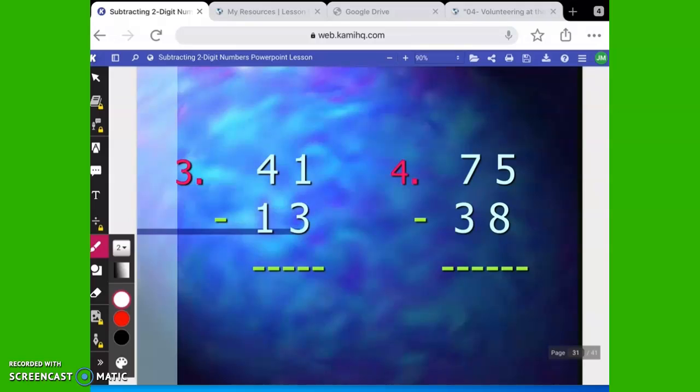What I'd like for you to do now is go ahead and complete problem number 3 and number 4. And I'd like for you to maybe take a screenshot of your work in your notebook and submit it to Google Classroom. Or if you just don't have a chance to take a screenshot, go ahead and just tell me your answers for the assignment that's in Google Classroom.